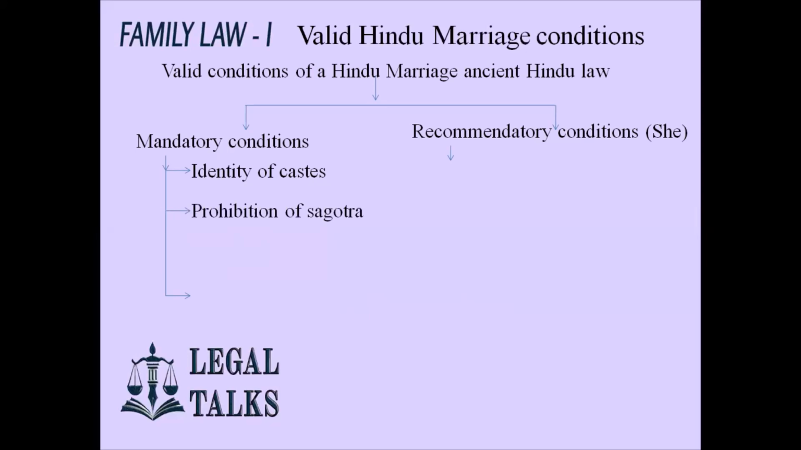Okay. Next, prohibition of relationship. Again, here we are referring back to degrees of prohibited relationship. So that is children of same sisters, or children of two sisters cannot be married, or children of two brothers cannot be married.